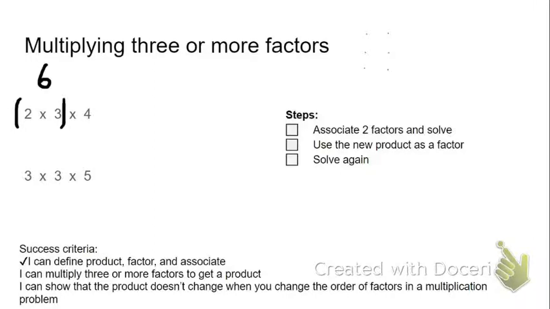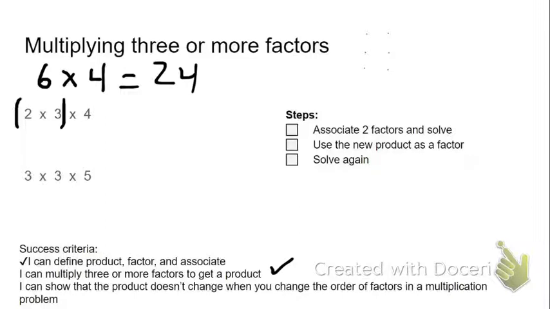Okay. Use the new product, that's 6, as a factor. Oh, okay, so I'm going to use 6 as a factor. So 6 times 4. Cool. 6 times 4 is 24. Cool. I can multiply 3 or more factors to get a product. I'm doing it. Let's try it again.